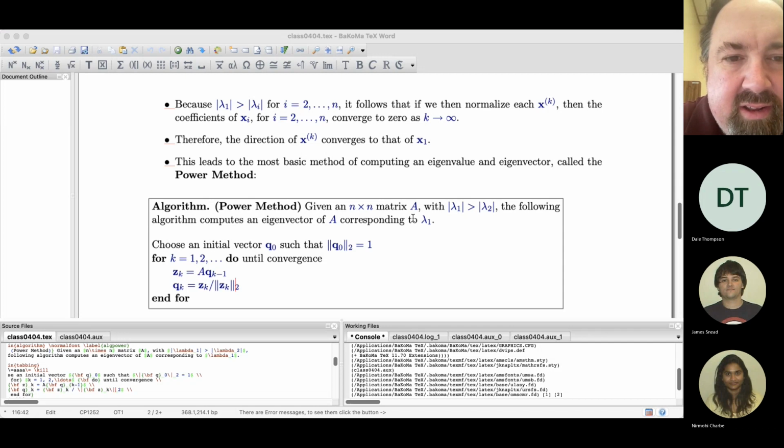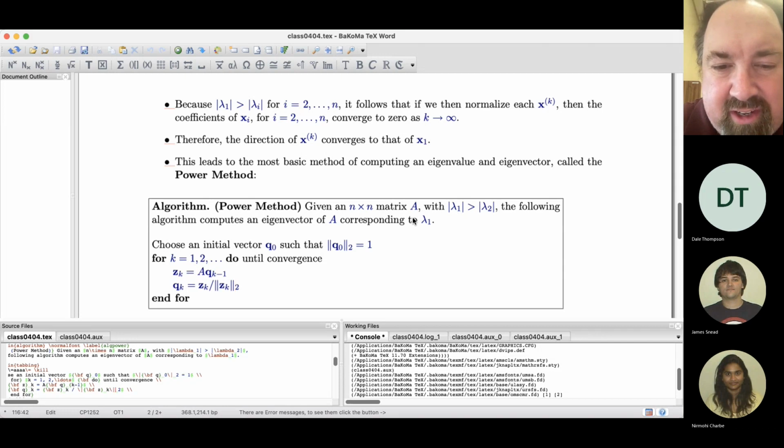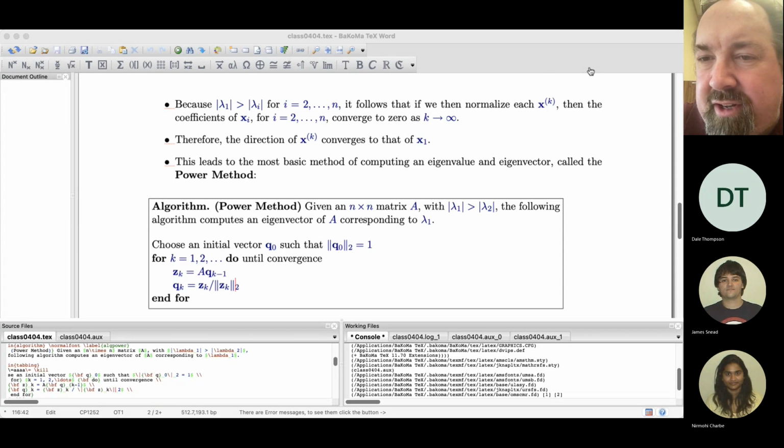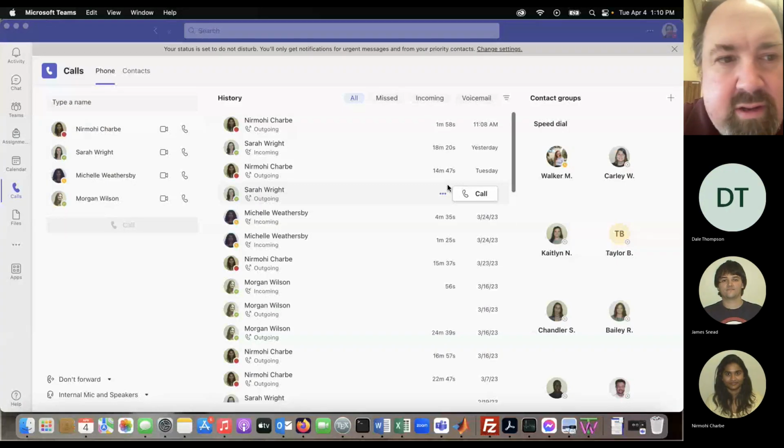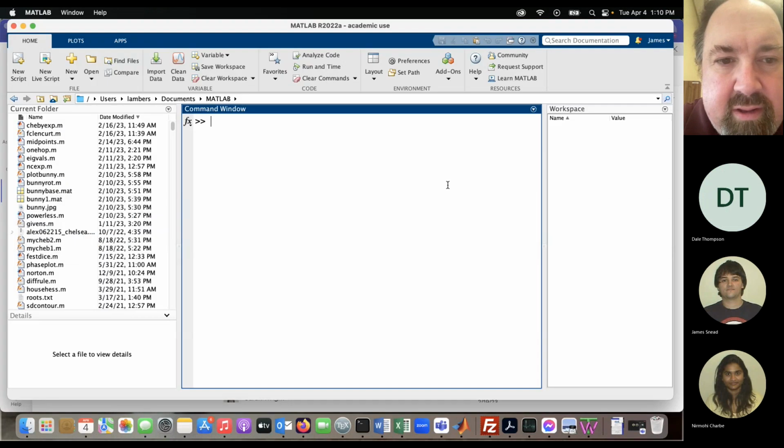Actually, I think what I can do, since I'm in this setting, not at the board, is unshare for a moment and then reshare so that I can do something in MATLAB and you all can see it.